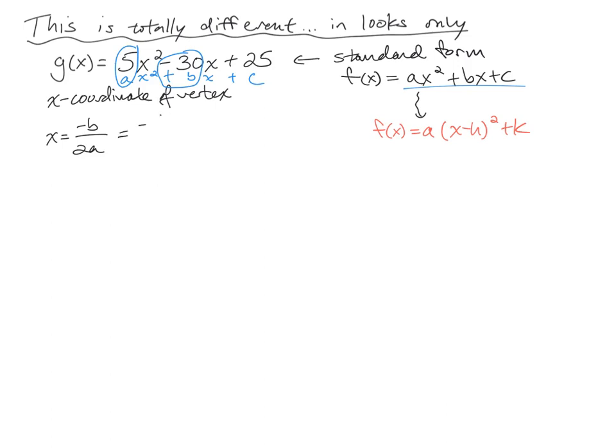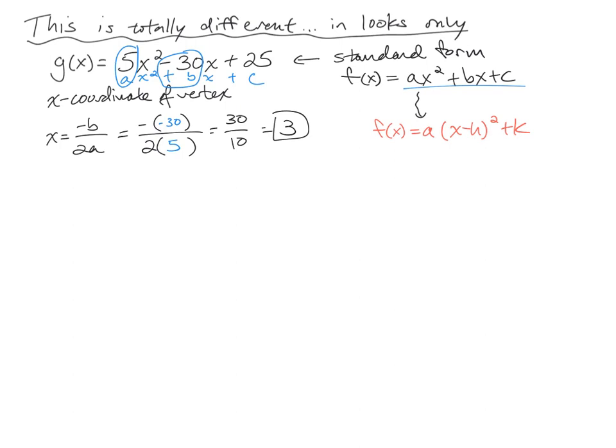So here we go. This will be negative b, which is going to be negative 30, over 2 times a, which is 5. Let's see, negative 30 and 5. There we go. So what do we get? We get 30 over 10, which is 3. So this is the x-coordinate of the vertex. Yay, we did it. That's great, but that's only half of it.